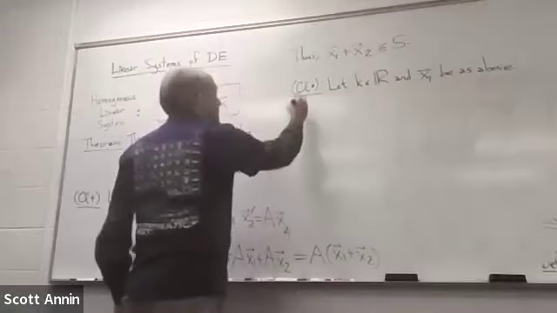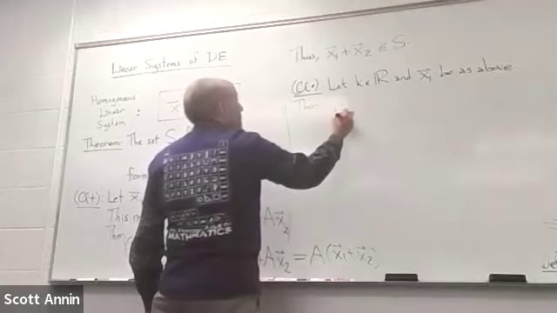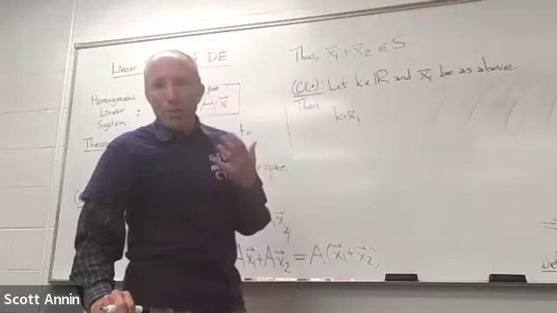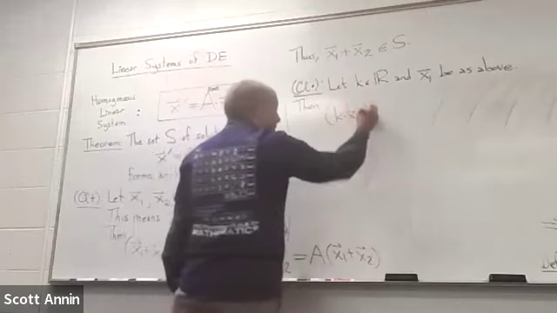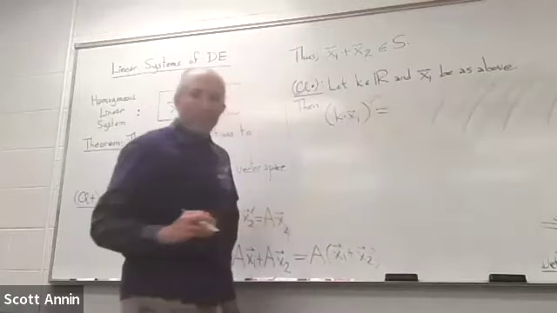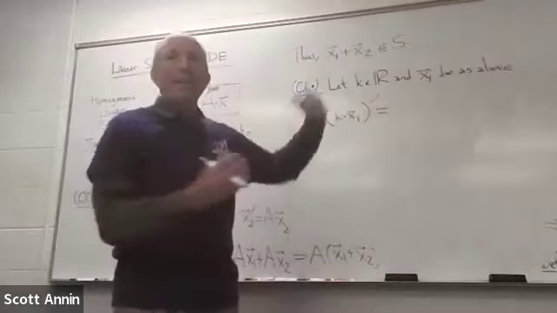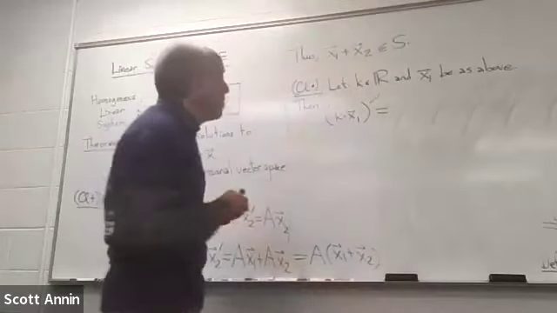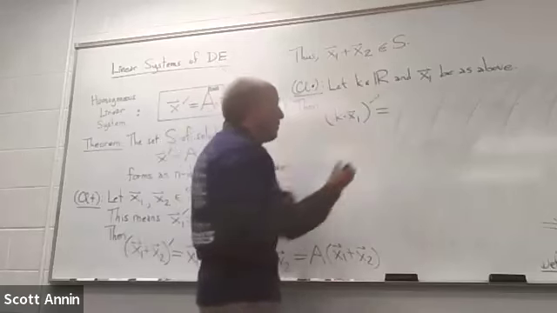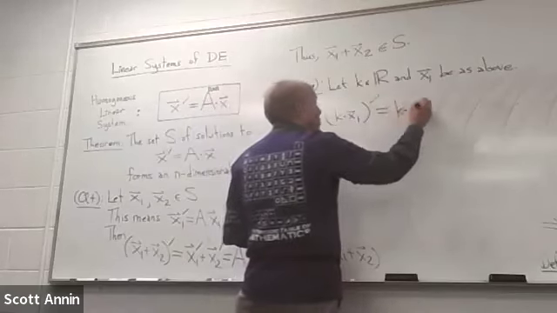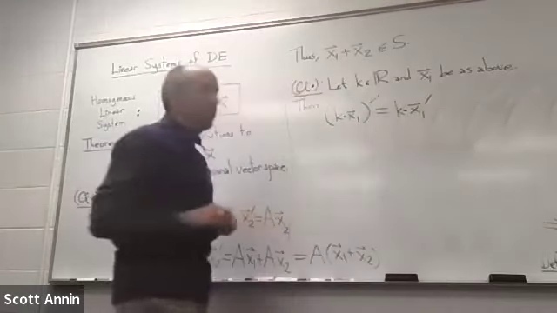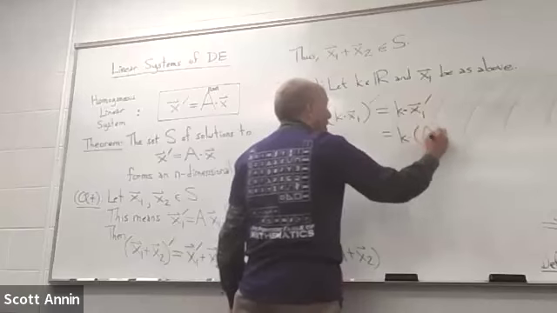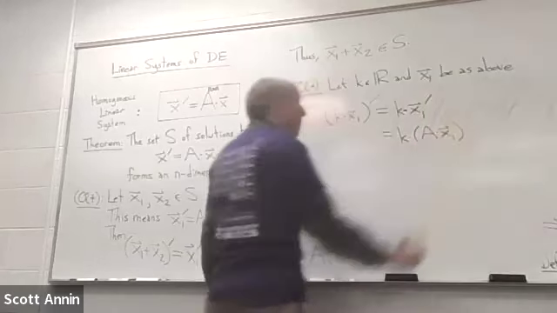And I would like to show that if I take k times x1, that it still belongs to S. And to check that, we have to take its derivative and make sure that it turns into A times the vector k times x, right? Or in this case, k times x1. As we all know, derivatives respect scalar multiplication, so I certainly can pull the k out in front of that derivative. Once I do that, I can replace the x1 prime with A times x1, like so.